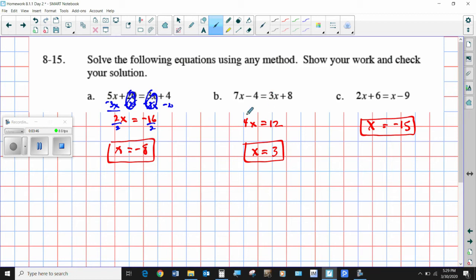Pretty much the same process as we go. Take away 3x's from each side, add 4 to each side. What do you multiply times 4 to give you 12? It has to be 3. And here we take away an x from each side and take away 6 from each side. And that's where it's going to be the trickiest, because you got to remember -9 minus 6 is the same as -9 plus a -6. That's how you end up with -15 for C.